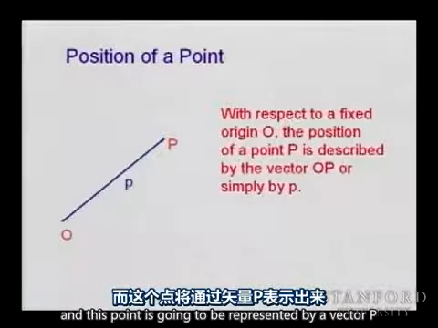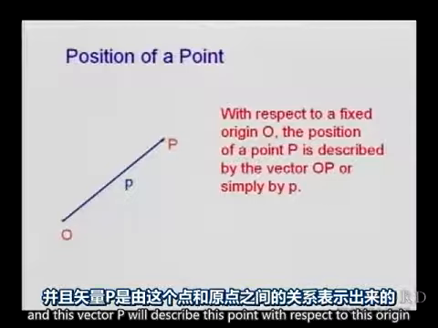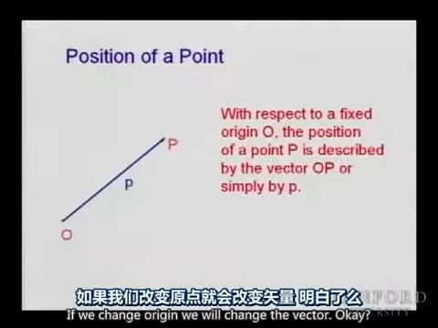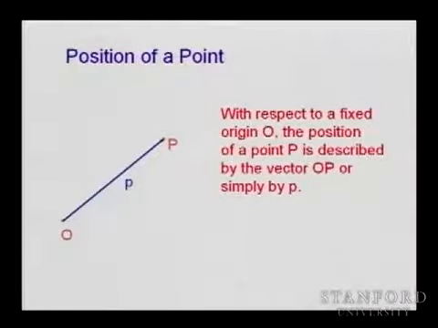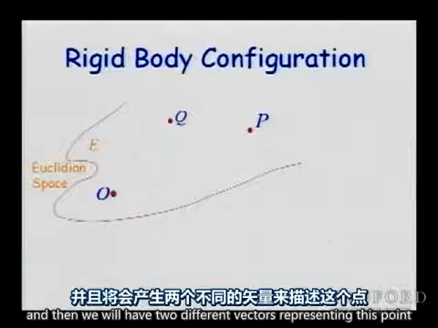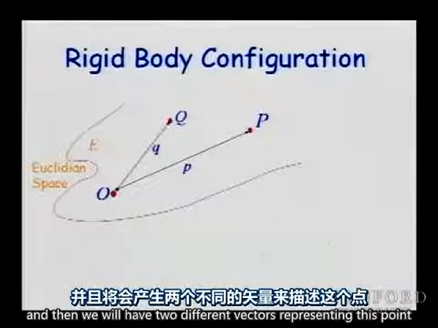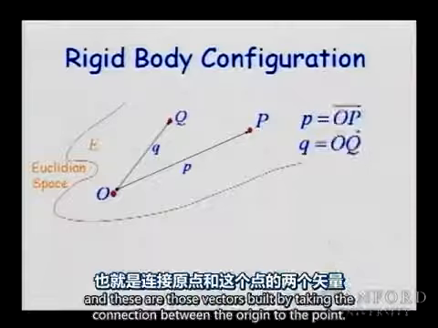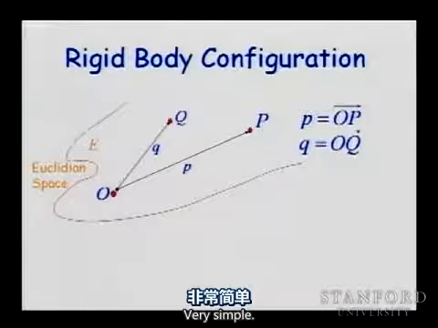And this point is going to be represented by a vector P, and this vector P will describe this point with respect to this origin. If we change origin, we will change the vector. Okay? So if we have 2 points, we define again the origin, and then we will have 2 different vectors representing this point, and these are those vectors built by taking the connection between the origin and the point. Very simple.